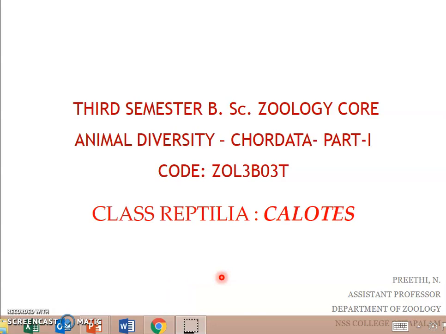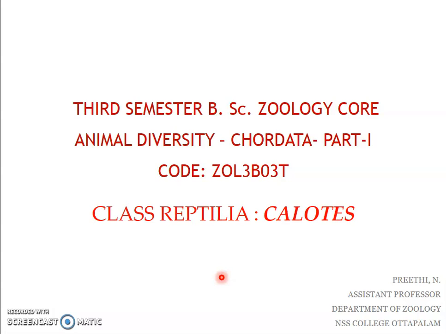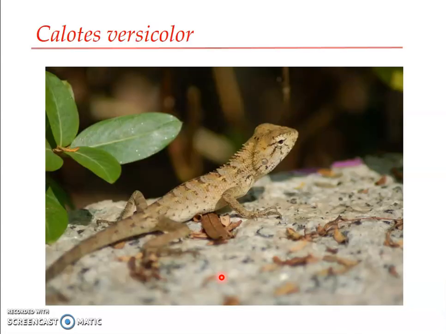Okay, welcome all to the session on Animal Diversity Chordata Part 1, Class Reptilia. And here we are going to discuss the type species Calotes. So this is Calotes versicolor, the common garden lizard, and we'll be looking in detail at the different organ systems, the morphology, the skeletal system, etc. of Calotes versicolor to study in detail the structure of a typical reptilian.